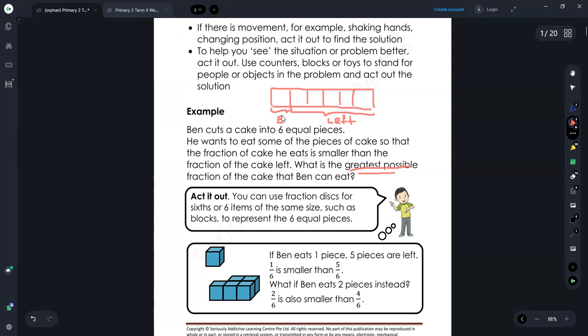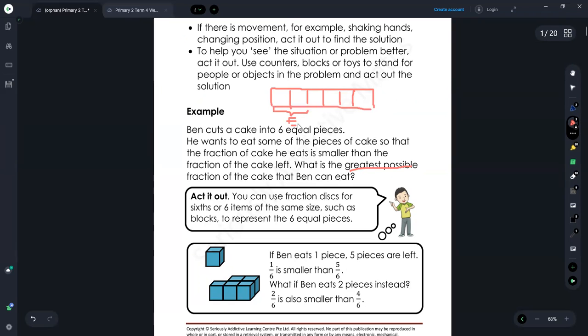So let's try 2 then. Instead of 1, now they can try eating 2. What if he eats 2? That means that there are 4 out of 6 left. If he eats 2 out of 6, 4 out of 6 is left. And please take note to use the language appropriately for fractions. It's not 2 over 6 or 4 over 6, but 2 out of 6, and then 4 out of 6 left. So this is fine as well.